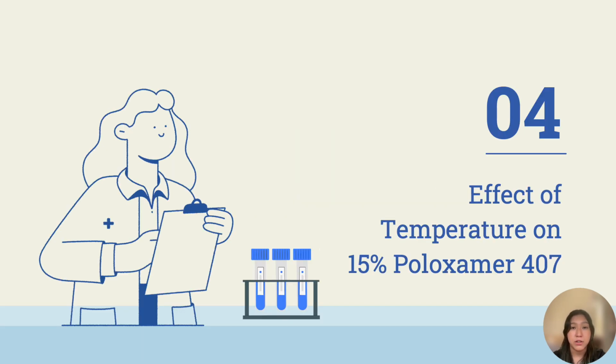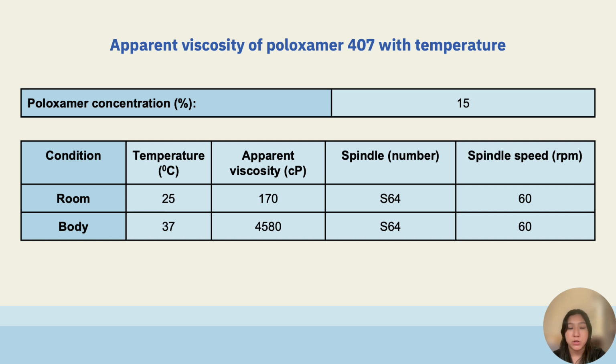Lastly, the effect of temperature on 15% Poloxamer 407. Poloxamer 407 exhibits thermoreversible gelation, meaning it behaves as a liquid at lower temperatures and transitions into a gel at higher temperatures. This makes it useful in drug delivery systems that require a phase change at body temperature. At room temperature, 25 degrees Celsius, the viscosity of Poloxamer 407 was measured at 170 cP. However, when the temperature was increased to 37 degrees Celsius, body temperature, the viscosity drastically increased to 4,580 cP.